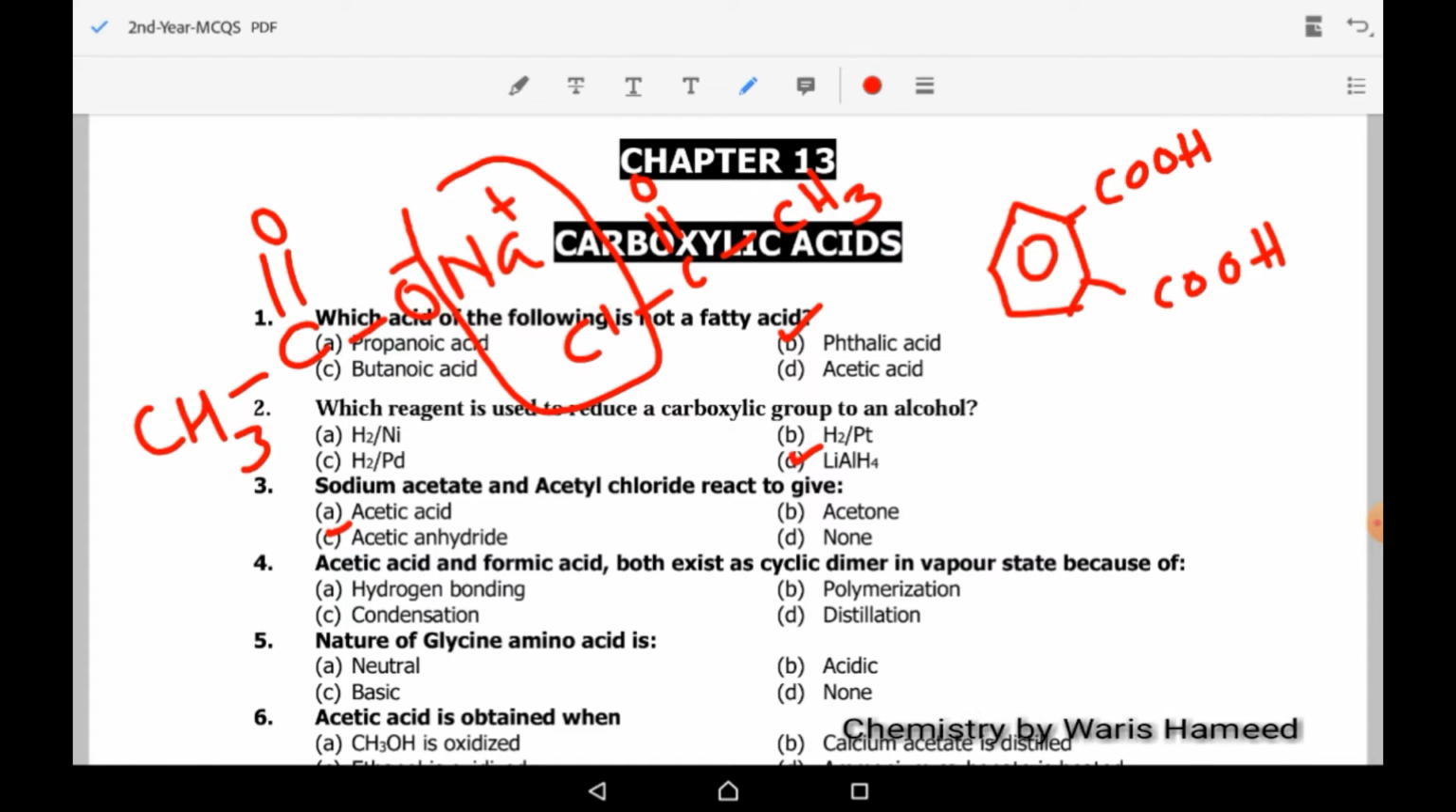Next MCQ: acetic acid and formic acid both exist as a cyclic dimer in vapor state because of hydrogen bonding, so option A is the correct one. Next MCQ: nature of glycine amino acid. Glycine amino acid is neutral. It's neither acidic nor basic.